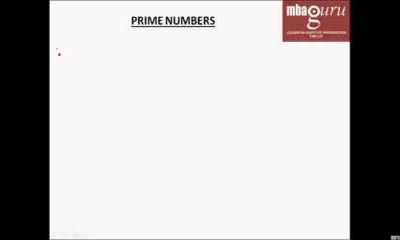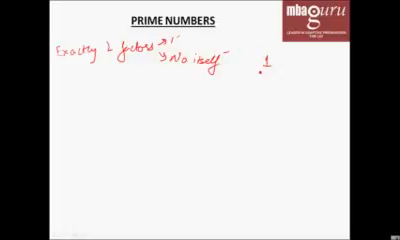Prime numbers are basically numbers that have exactly two factors. Now these factors are 1 and the number itself. We know every number has a factor 1. So prime numbers are not divisible by any other number than 1 and themselves. One thing to keep in mind is that 1 is not a prime number because it has only one factor, which is itself, and we need 2, exactly 2.